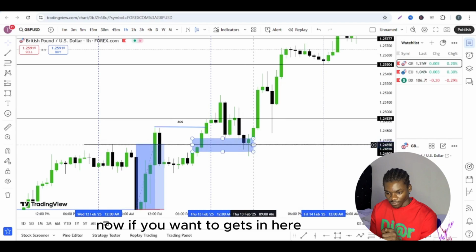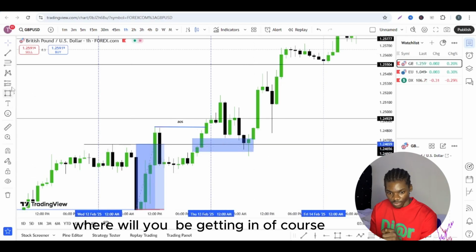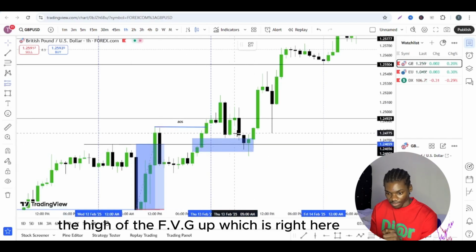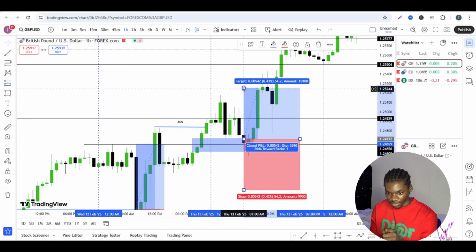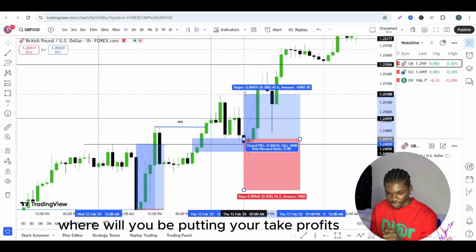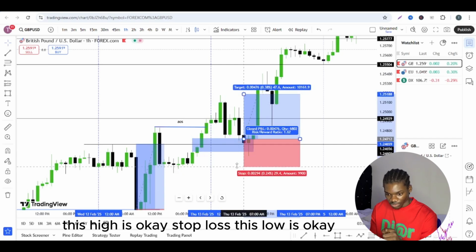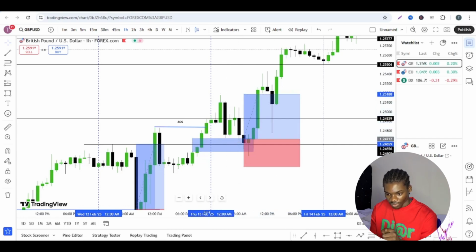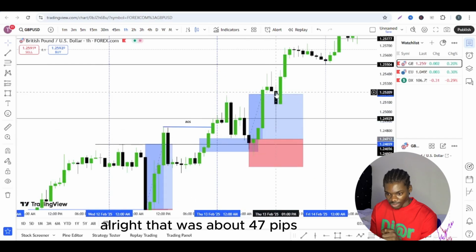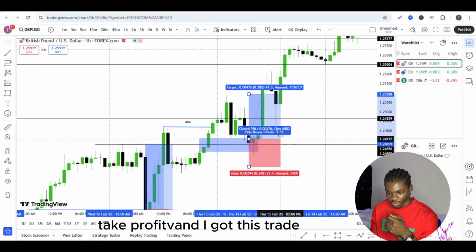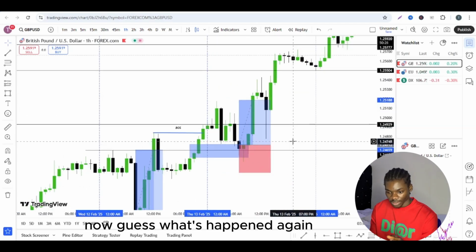Now if you want to get in here, where we'll be getting in, of course, is the high of the fair value gap, which is right here. Where will you be putting your take profits? This high is okay. Stop loss, this low is okay. That was about 47 pips take profit, and I got this trade. Now guess what happened again?